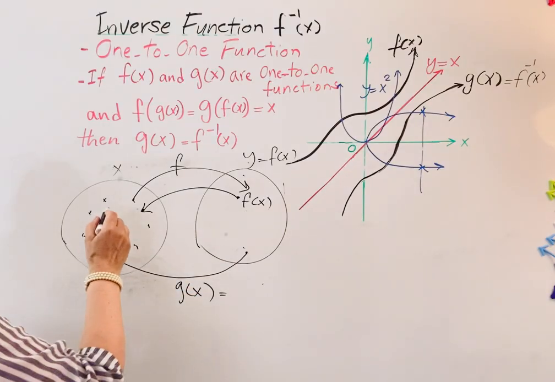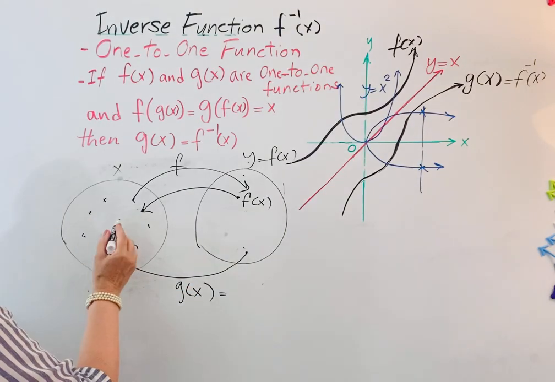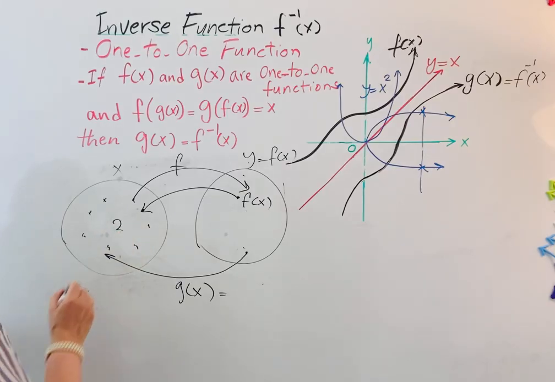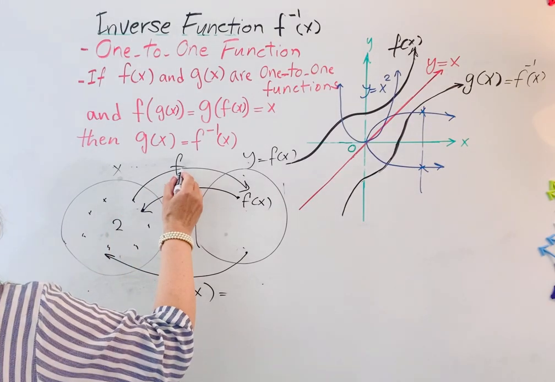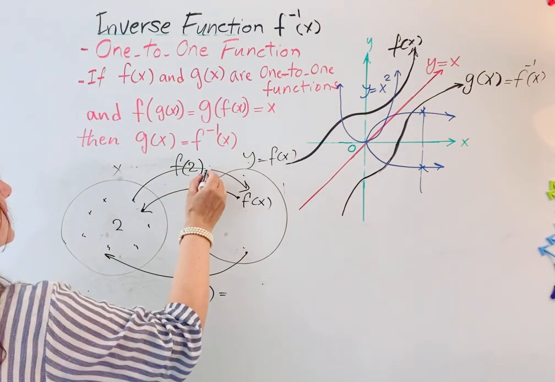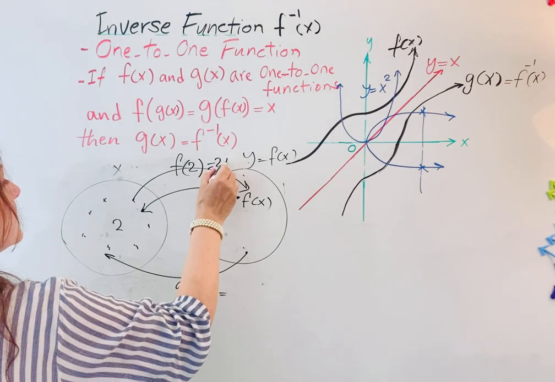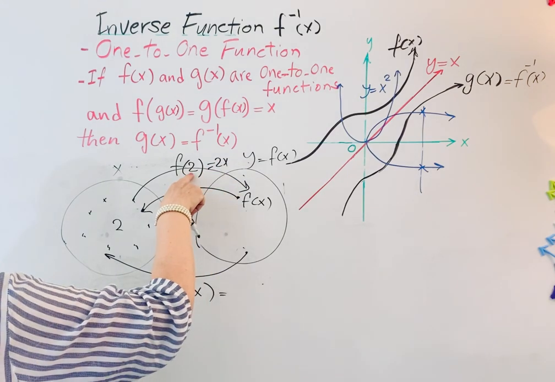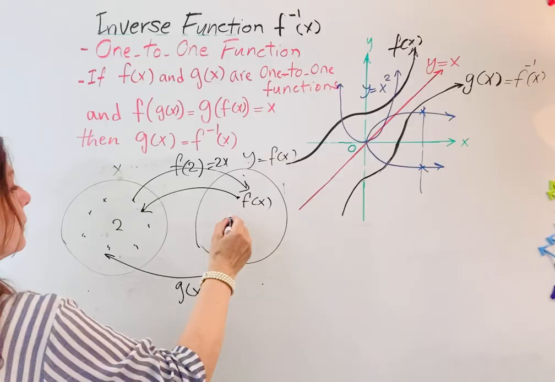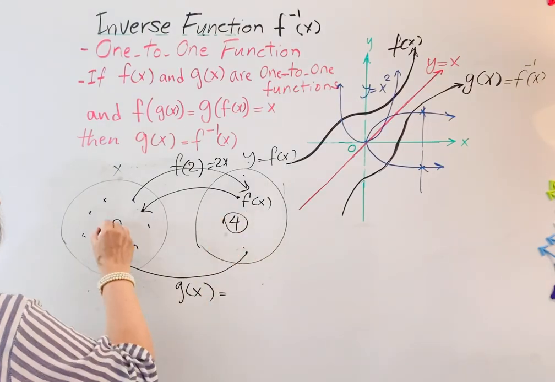It means that if you have, for example, 2 by this function, what is this function? 2x. Okay, this is 2. 2 times 2 gets 4. Yes?